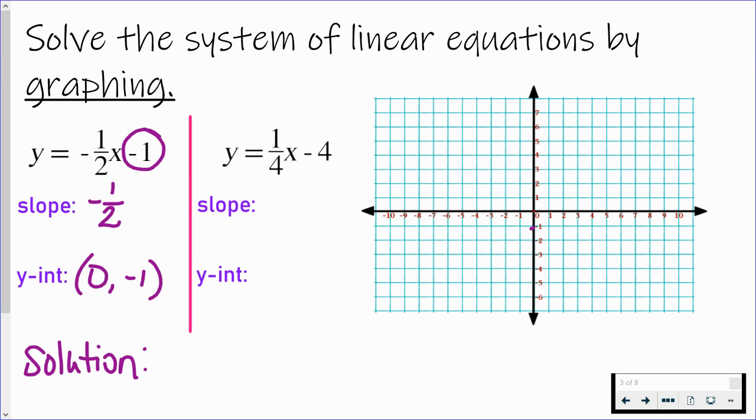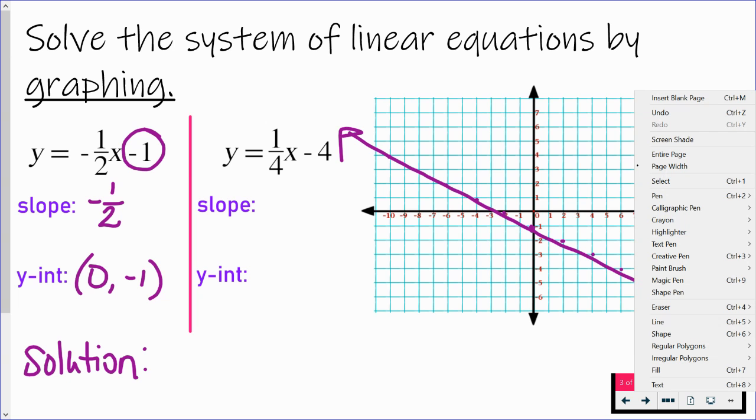Since my slope is -1/2, I'm going to go down 1, right 2, down 1, right 2, down 1, right 2, down 1, right 2, down 1, right 2. Okay, I can't go any further, so I'm going to reverse, and go back to my y-intercept starting point. Now I'm going to go up 1, right 2, up 1, right 2, up 1, right 2, up 1, right 2, up 1, right 2. Okay, my nice straight line. I'm probably not going to do the best drawing. Decent.